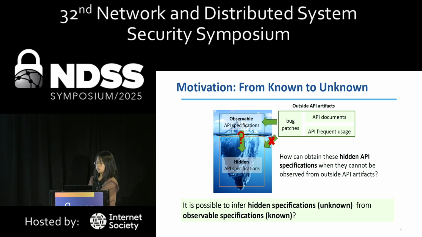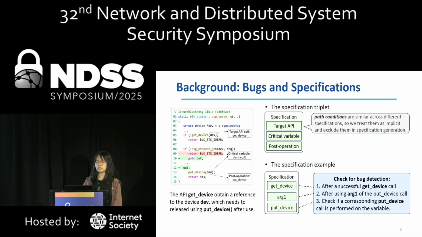bug detection. So first, we represent API specification using a triplet focused on API post-handling. This type accounts for over 16% of API misuse cases in the C language. Each specification consists of a target API, a critical variable, and a post operation. It indicates that after a target API call, developers should perform the post operation on the critical variable.